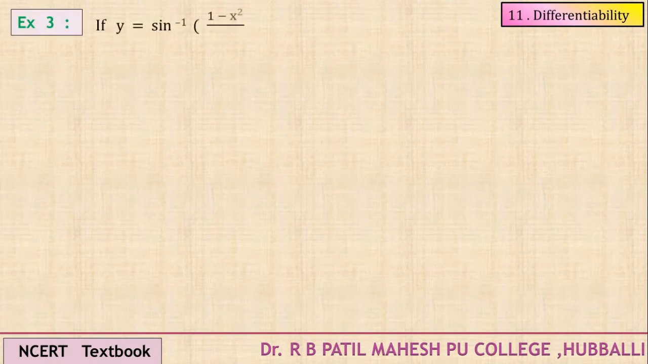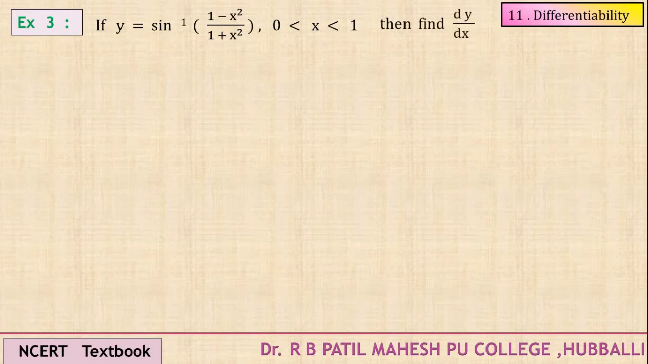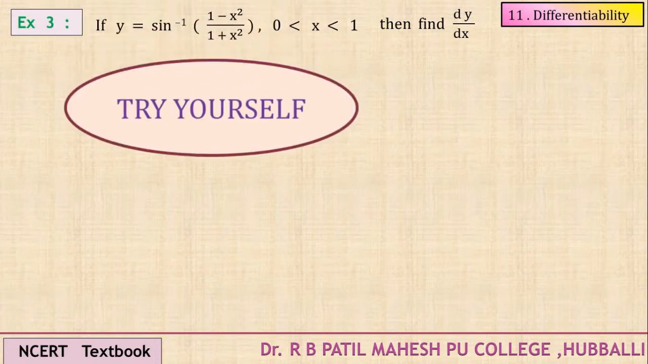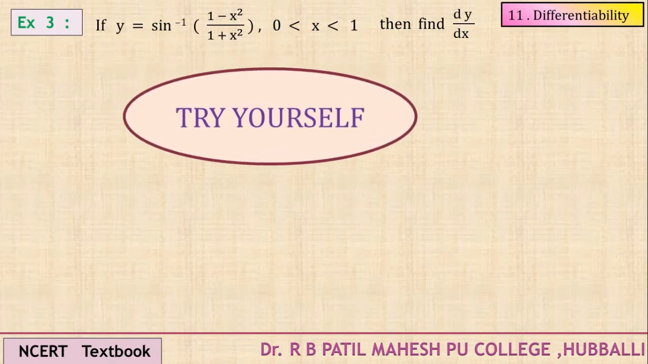If y is equal to sine inverse of 1 minus x square divided by 1 plus x square, and x is less than 1 and greater than 0, then find dy by dx. Already I discussed what substitution we have to take for this expression and what identity we get. So try this example yourself. Write the solution yourself.